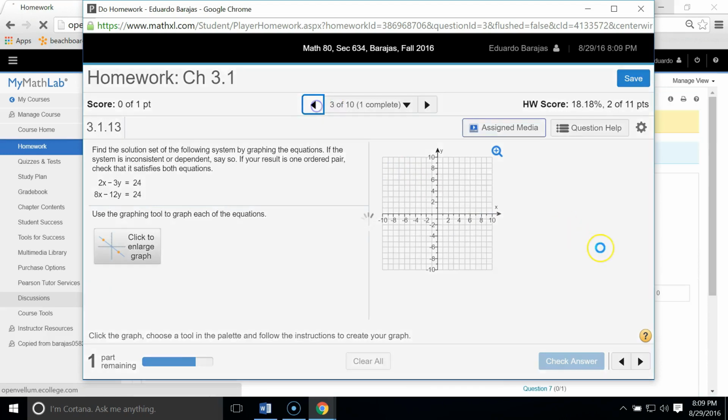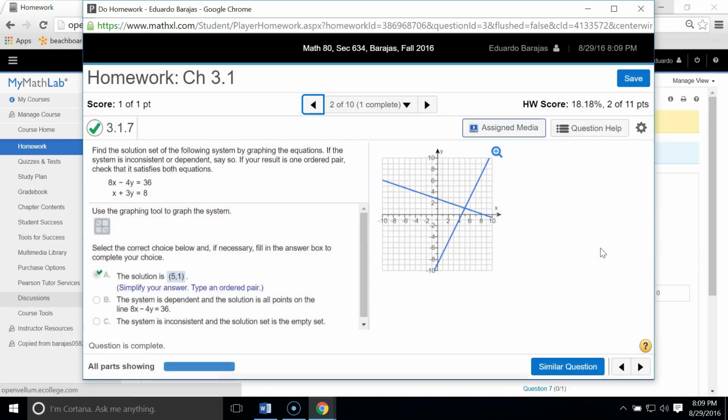Okay, let's go back to it so we get full credit on it. Now again, if you didn't get it right, then you'd have a similar question down there, and then you just have to do it again until you get the right answer. Question: do you have to use the graph on the computer or can you use your graphing calculator? Well, for this, you have to use the graph there. But in class, we have to use our graphing calculator.